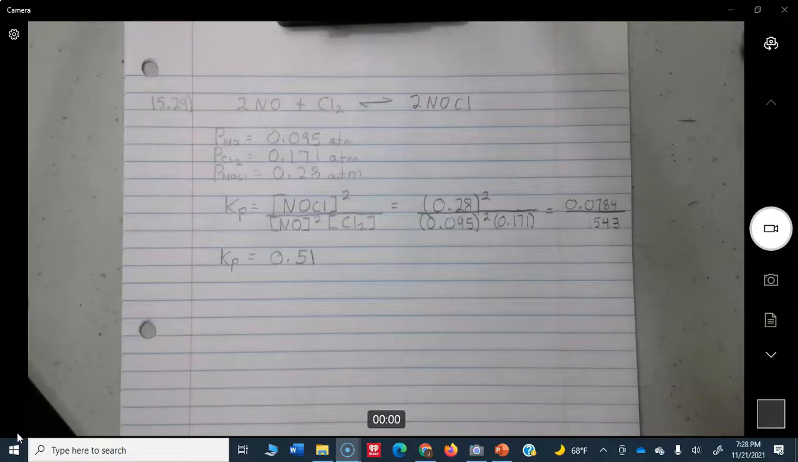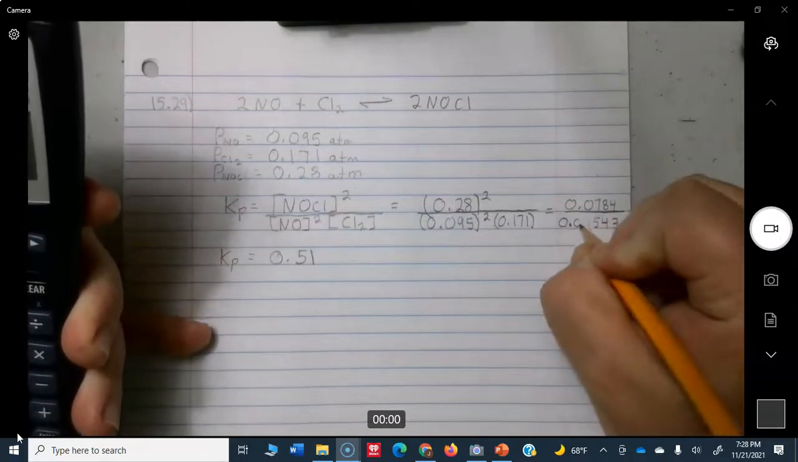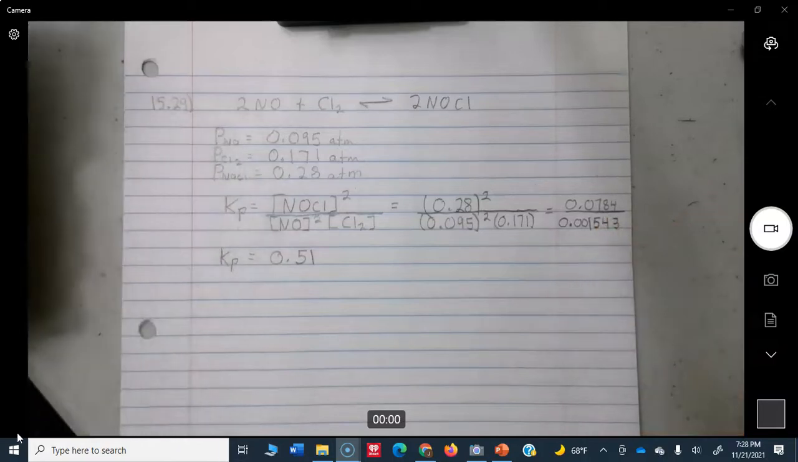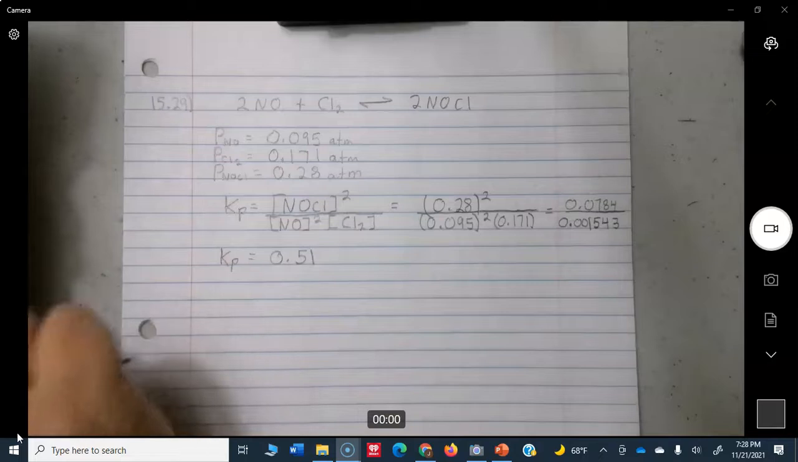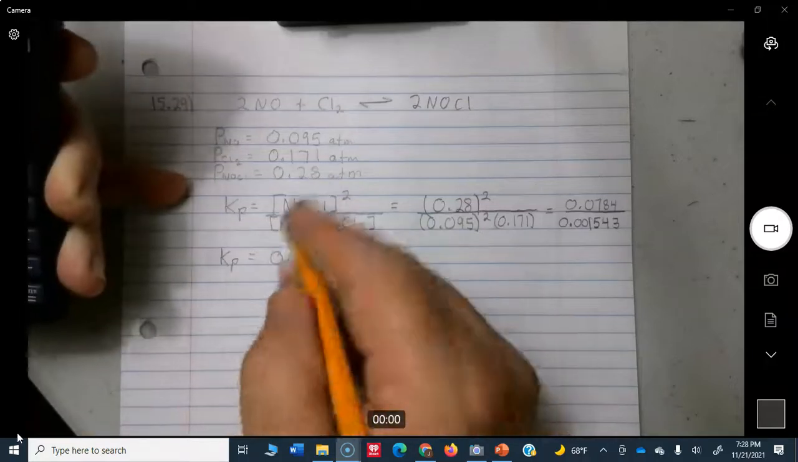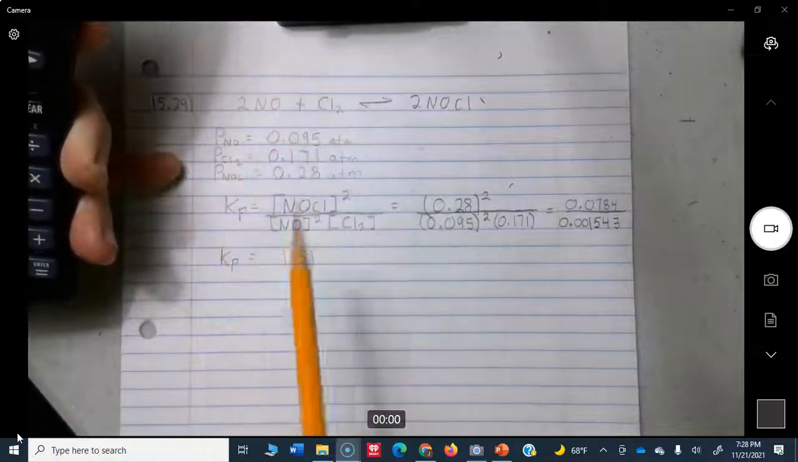So 0.095 squared, let's do that again. It's 0.095 squared times 0.171, and that gives us this. I was off by 2 entire decimal places. 0.01543. Okay, so now we can do this division problem. And that gives us an answer actually of not 0.51 but 51. So I was off by 100 times. Okay, so there is the answer.